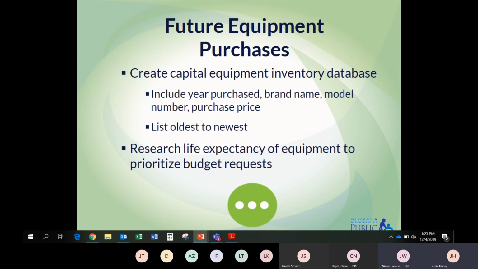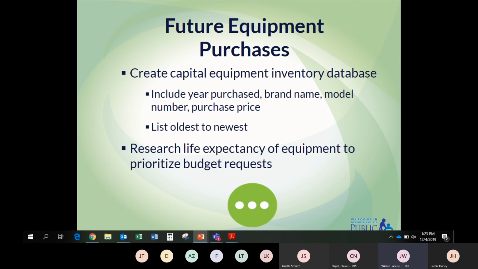And we thought we would also share some recommendations about future equipment purchases. The best thing to do is create a capital equipment inventory database, and you determine what value you want to put on that list. Then you want to include the year it was purchased, the brand name, model number, and purchase price, if you're able to find those, and list oldest to newest.